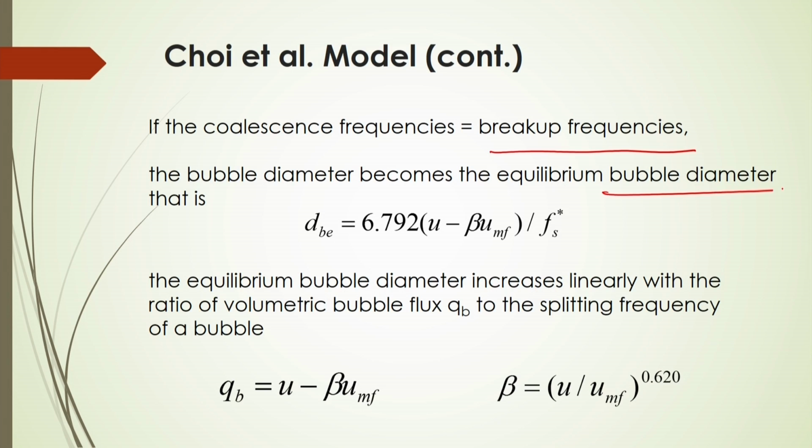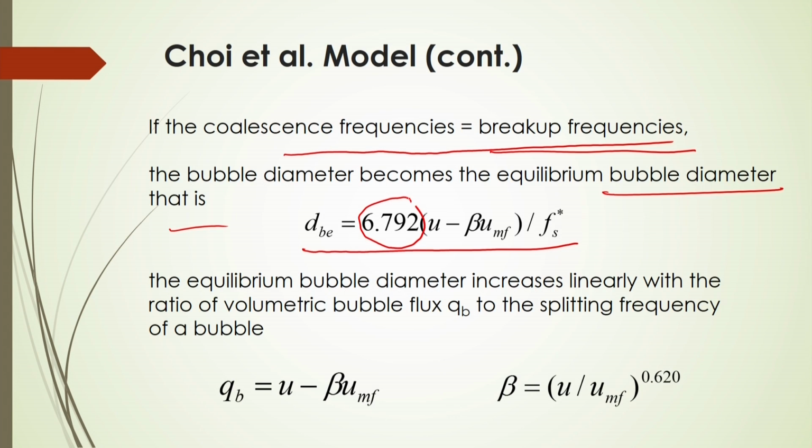Now, if the coalescence frequency is equal to the bubble breakup frequency, both are the same, then the bubble diameter becomes the equilibrium bubble diameter. That will be obtained from the equilibrium of these coalescence and breakup frequencies. So, this will be equal to 6.792 into u minus beta into u m f by f s star. The equilibrium bubble diameter increases linearly with the ratio of volumetric bubble flux to the splitting frequency of a bubble.